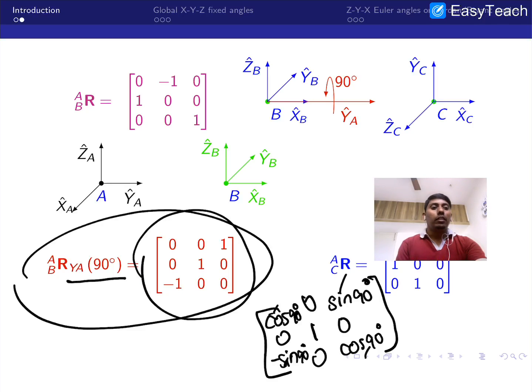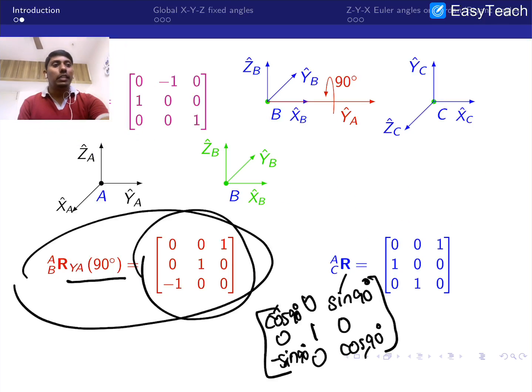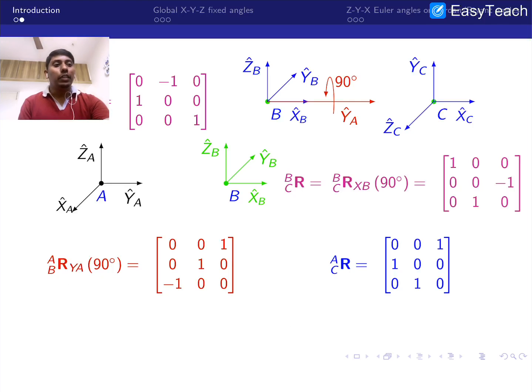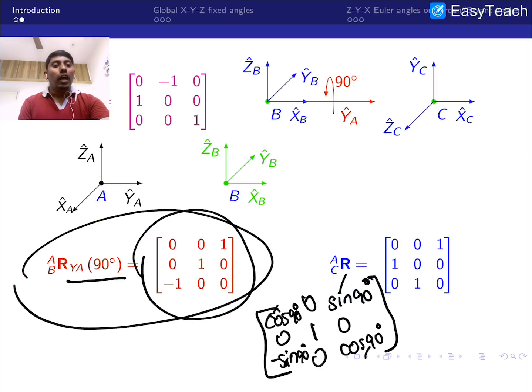But you can see here, we already know this, which we projected on the A frame. The XC unit vector projected on the A frame is parallel to YA, and YC is parallel to Z, and ZC is parallel to X. So this is what you call the rotation matrix of C with respect to A.